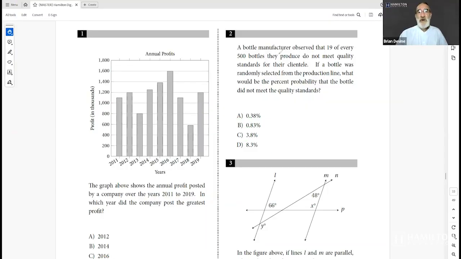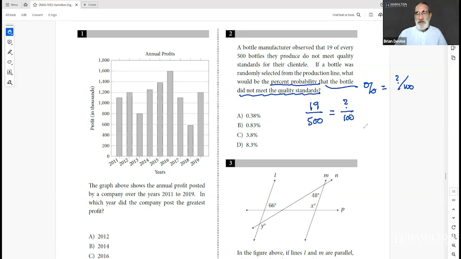Question two. A bottle manufacturer observed that 19 of every 500 bottles that they produce do not meet quality standards for the clientele. If a bottle was randomly selected from the production line, what is the percent probability that the bottle did not meet the quality standards? Well, if we look at 19 out of 500, we want to know how much is that because it's a percent, and percent means out of 100. So this is something out of 100.